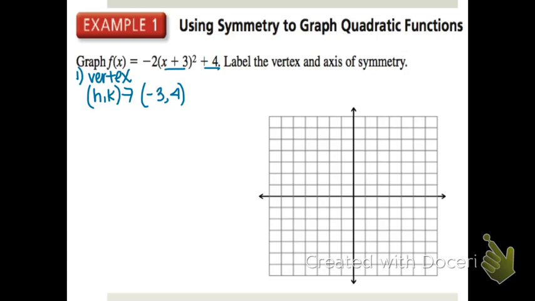If you cannot remember how to get the vertex from a quadratic function, then go back in your notes, ask your neighbor, whatever you need to do, because that's a pretty important step. You need to know where your vertex is. So I have my vertex. The second step is I need to find my axis of symmetry.